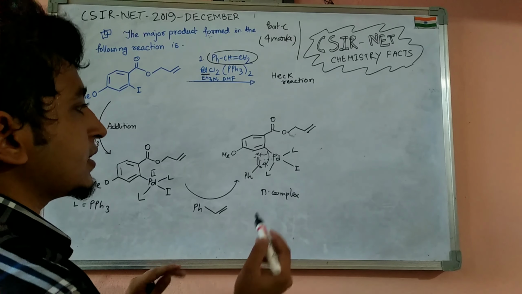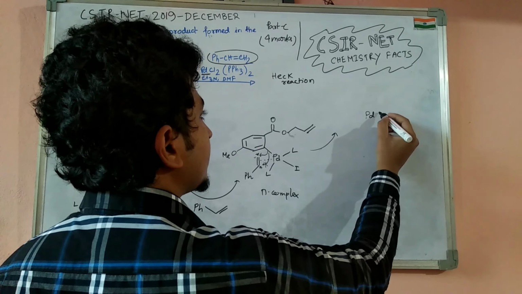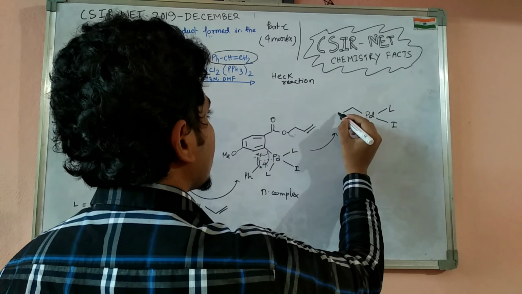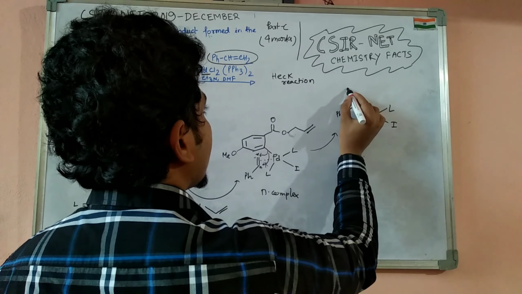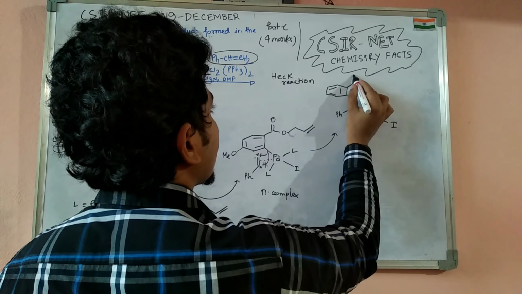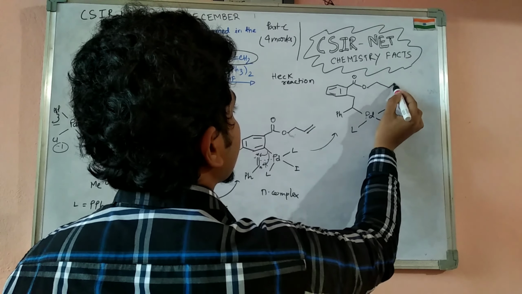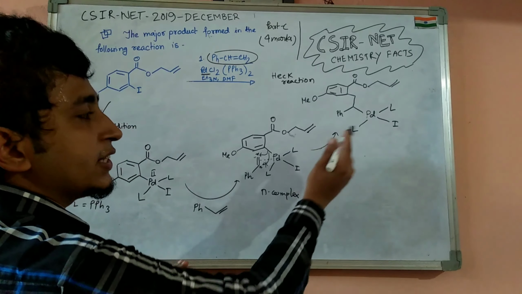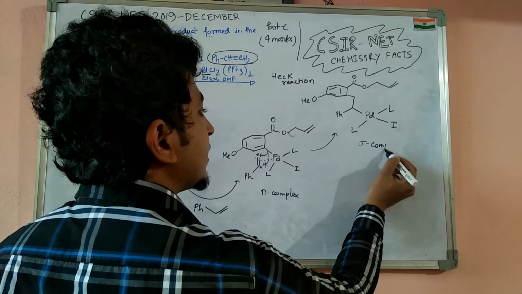So what will happen in this case? So it will form a sigma complex, right? So guys, this will form, and you can see this is a sigma bond. So therefore this complex is known as the sigma complex.